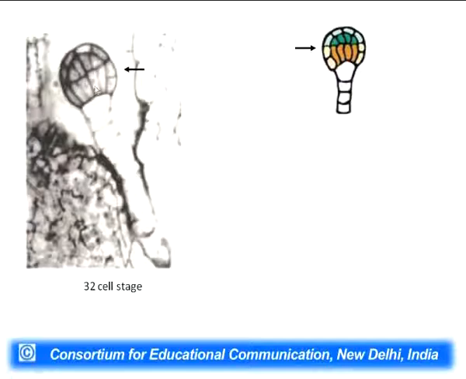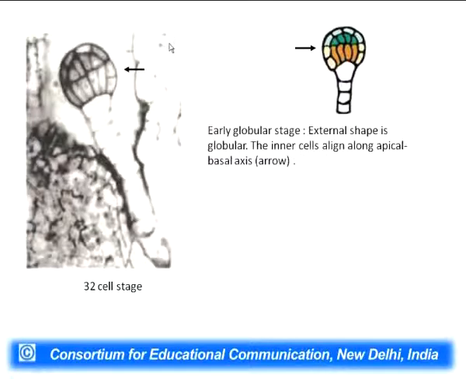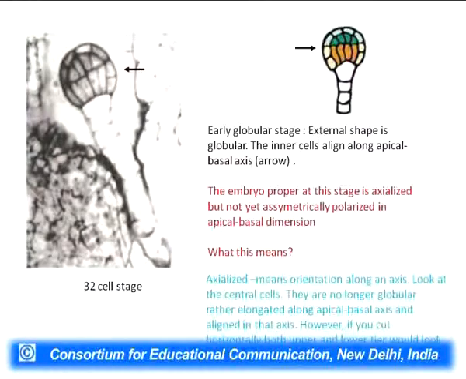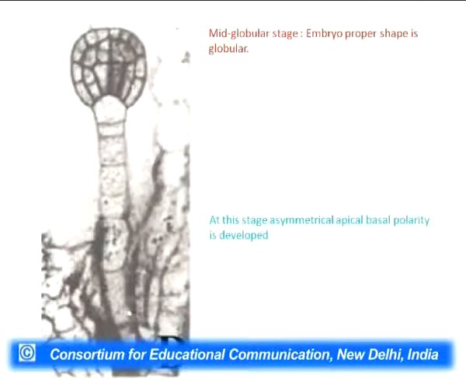The cells are axialized on the growth axis, except the dermal cells, or specifically you should say the predermal cells or dermatogen cells. And in the next stage, these 32 cells will divide again and give rise to 64 cells or so.